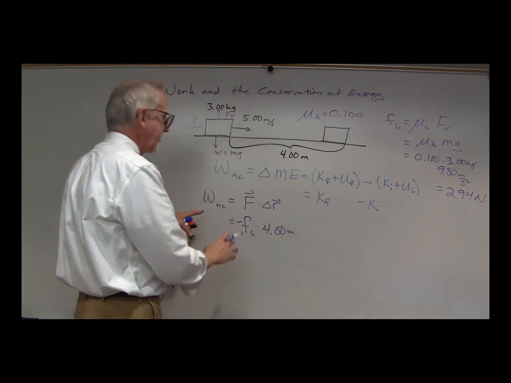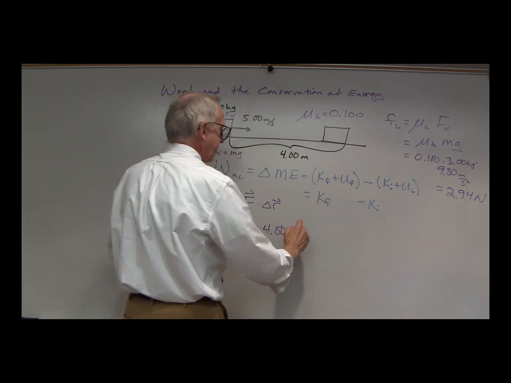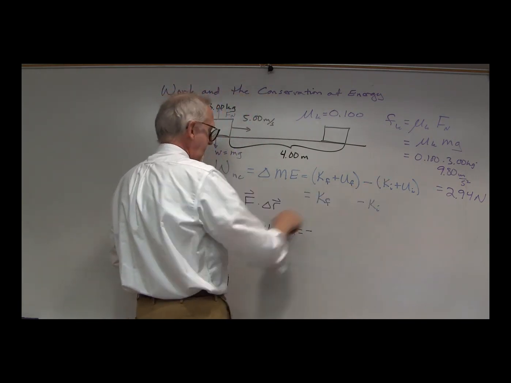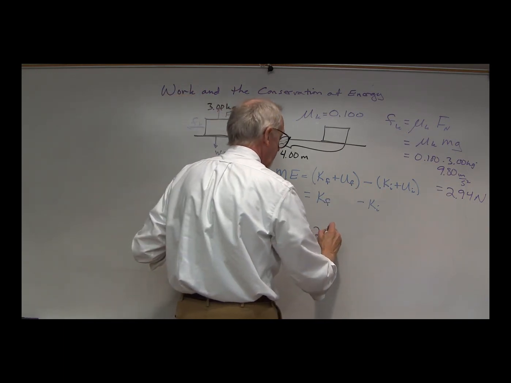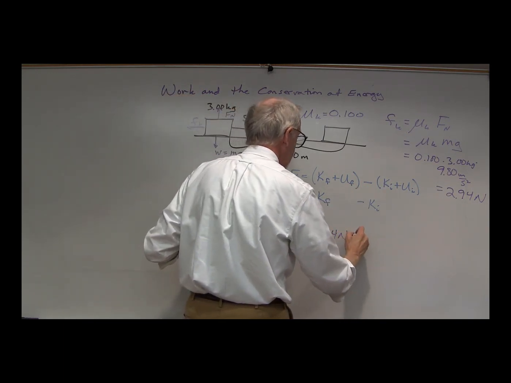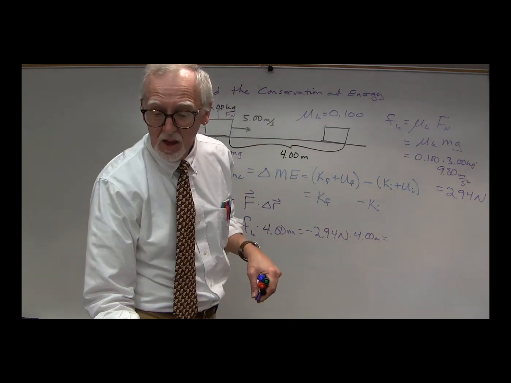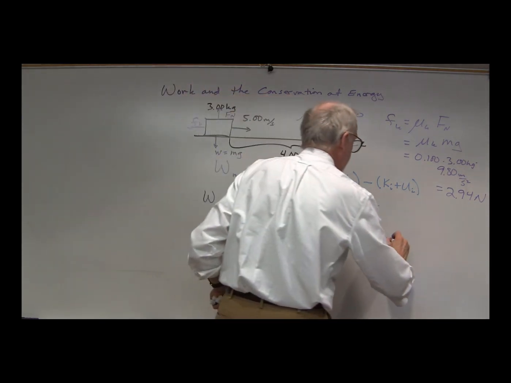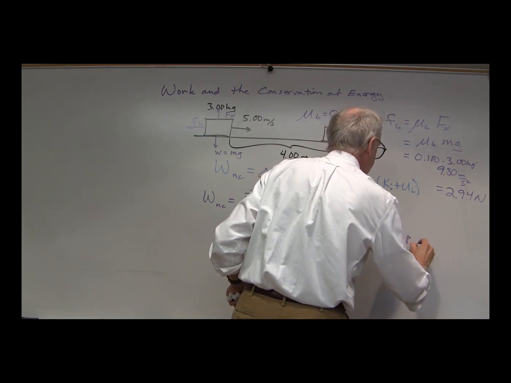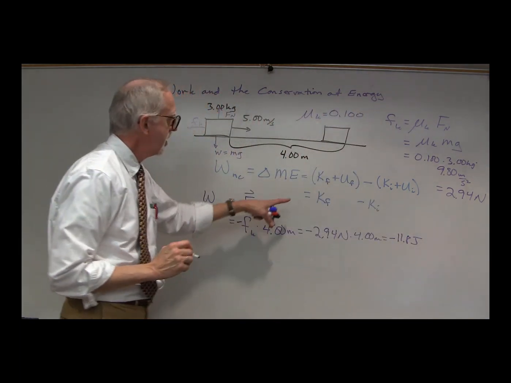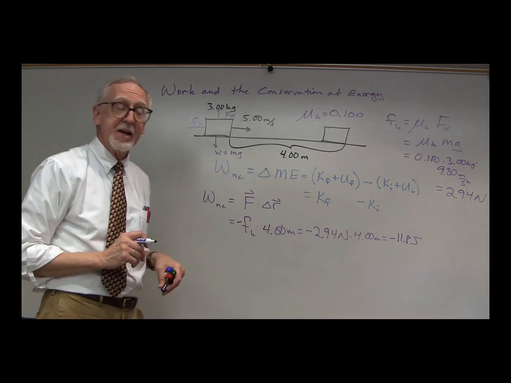So how much work is done by the frictional force? It's going to be negative F_k, which is 2.94 newtons, times 4 meters, which gives us a work done of negative 11.8 joules. And that's going to be the change in our kinetic energy.